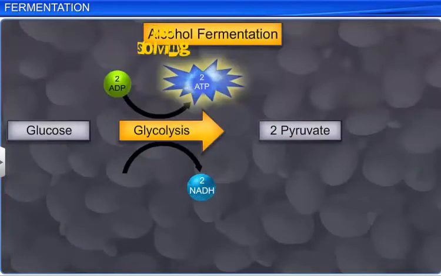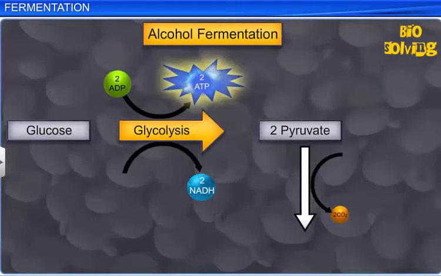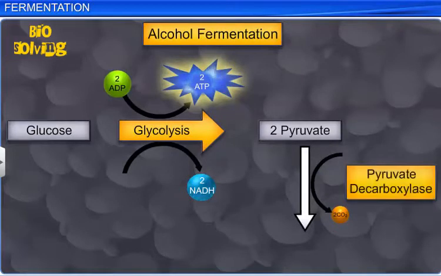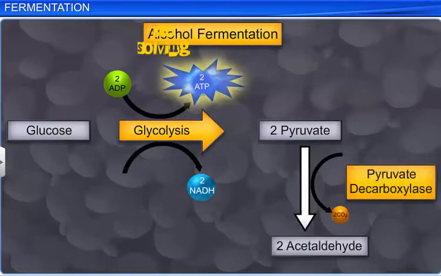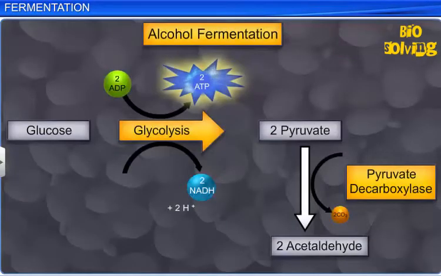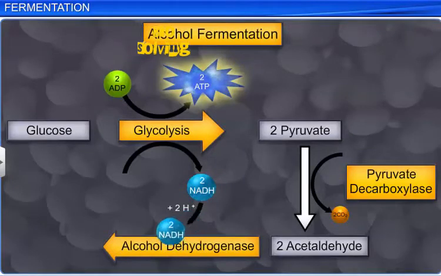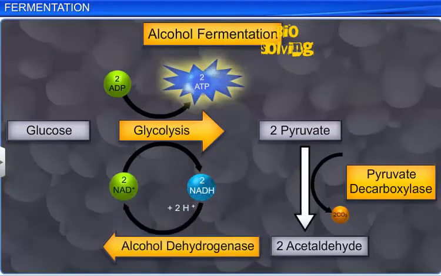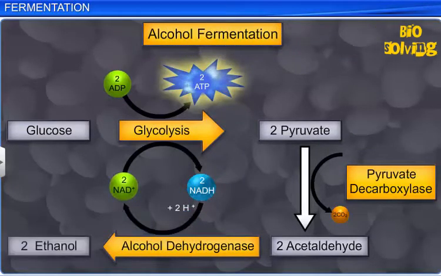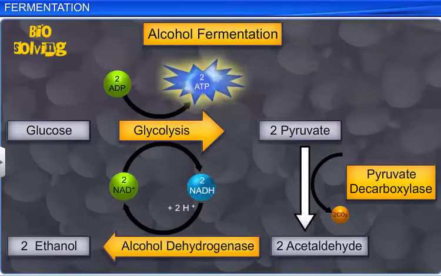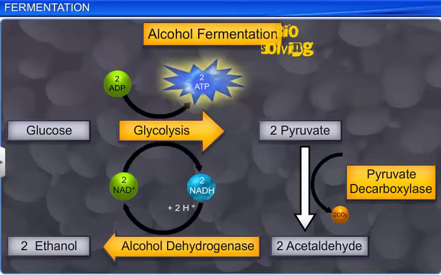In this process, first the pyruvate is decarboxylated by pyruvate decarboxylase to acetaldehyde. The enzyme alcohol dehydrogenase uses NADH to reduce the acetaldehyde molecule to ethanol. The NAD+ so formed is reused in the glycolysis process.